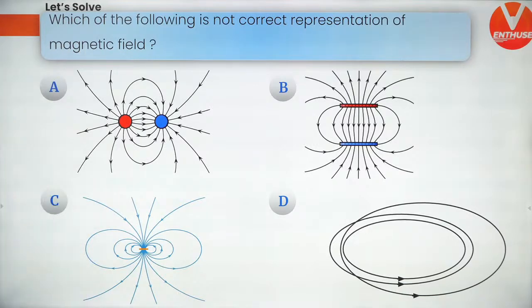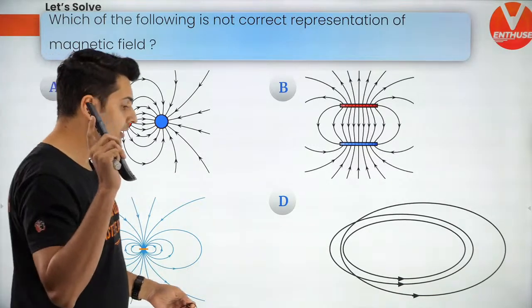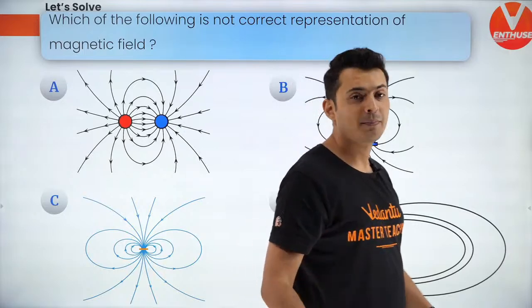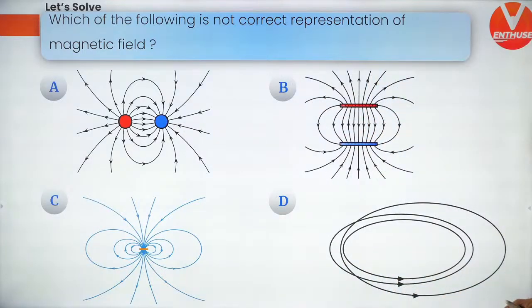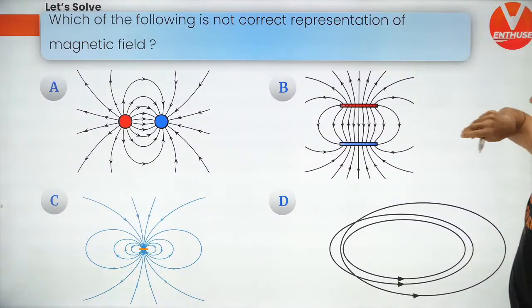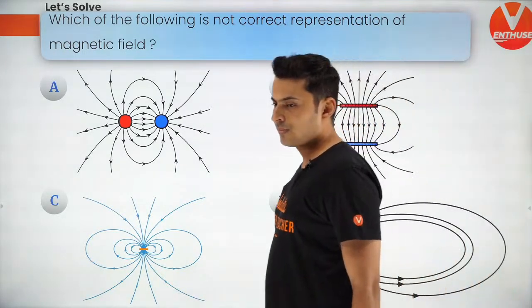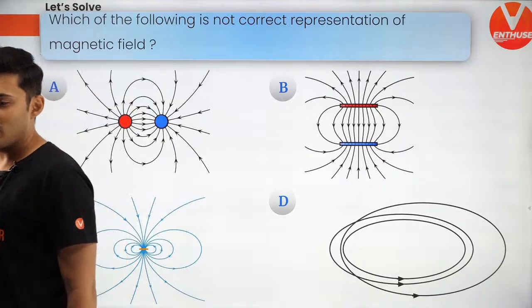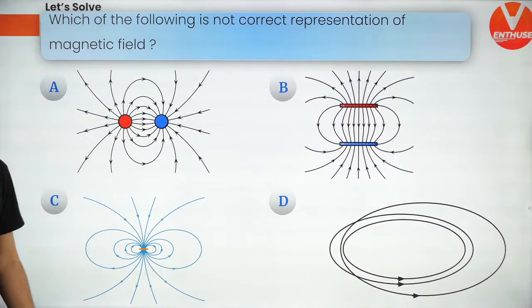All right. Guys, understand, more than one may be correct. Which of the following is not the correct representation of the magnetic field? Come on, think about it. A lot of you are saying B. Some of you said C, D. Some of you said B and D.